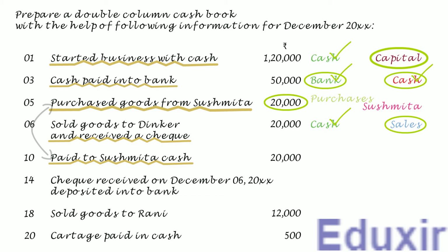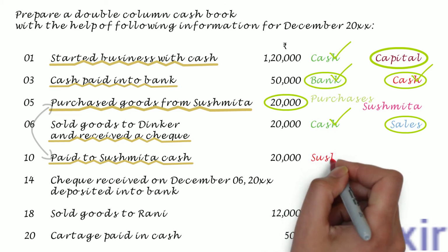In this case, as the business is paying to the creditor Sushmita, the liability of the business to pay the creditor Sushmita will be decreasing. The rule to record any decrease in the liability is to debit the corresponding liabilities account. In this case, the creditor Sushmita account should be debited.